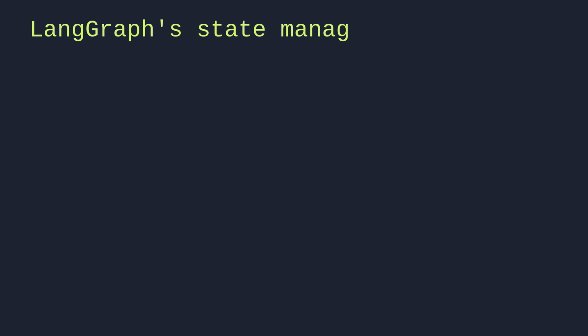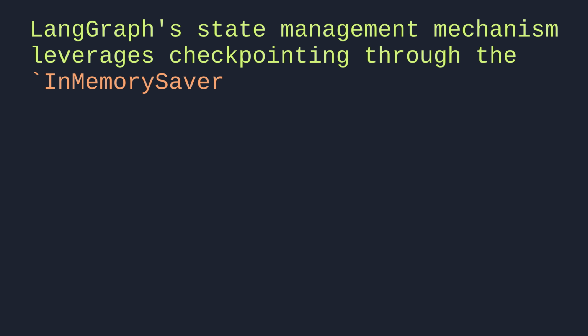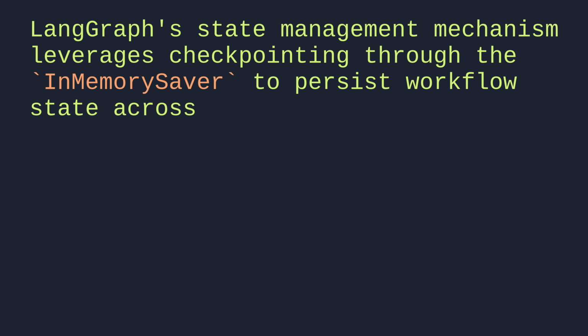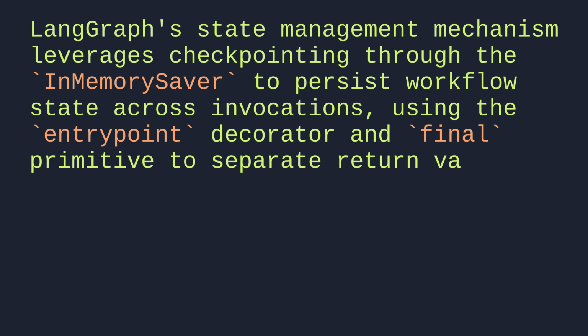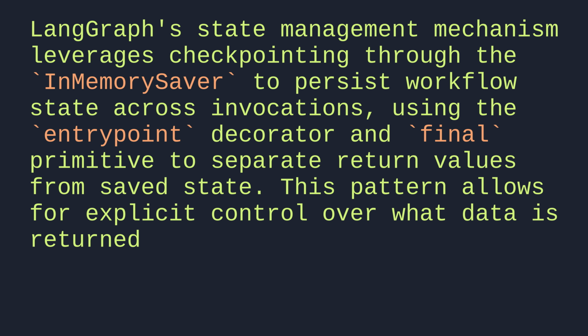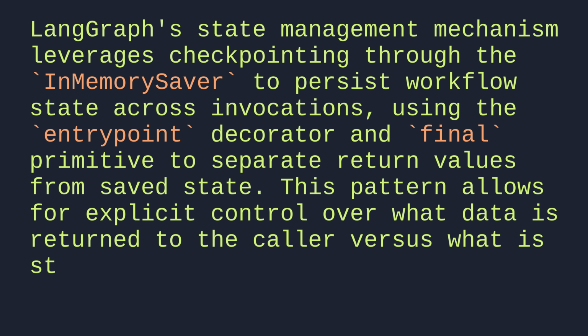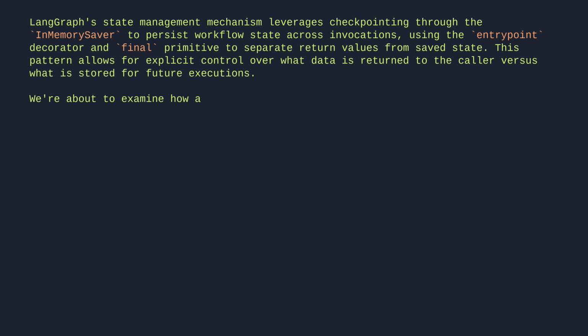LangGraph state management mechanism leverages checkpointing through the in-memory saver to persist workflow state across invocations, using the entrypoint decorator and final primitive to separate return values from saved state. This pattern allows for explicit control over what data is returned to the caller versus what is stored for future executions.